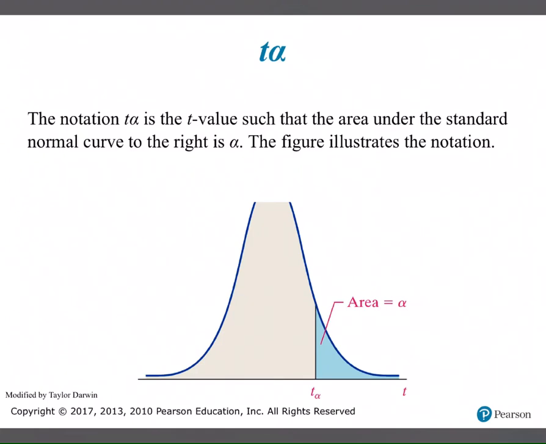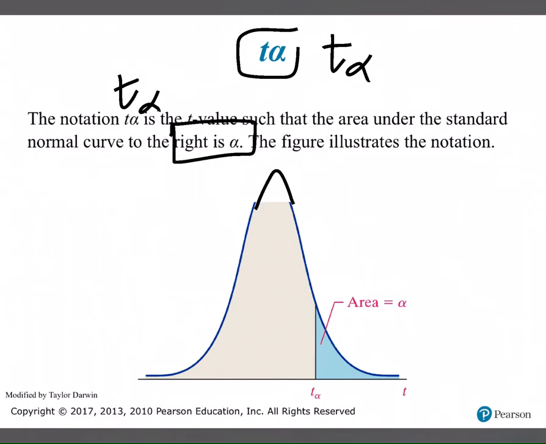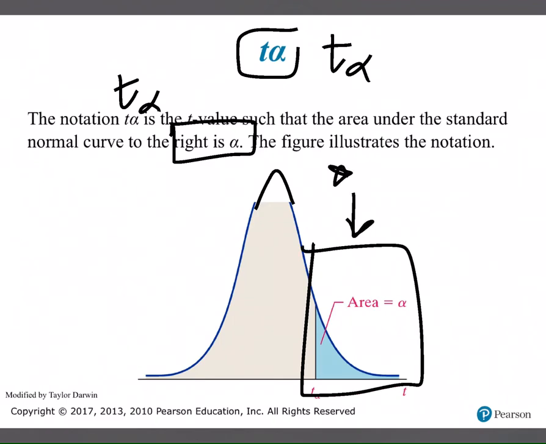All right. Should look like that. And this should be T sub alpha. The notation T sub alpha is the T value such that the area under the curve to the right is alpha. So whenever you look this up in your chart, and I'll teach you how, it is going to give you the area to the right. Z-score gives you area to the left. T gives you area to the right.